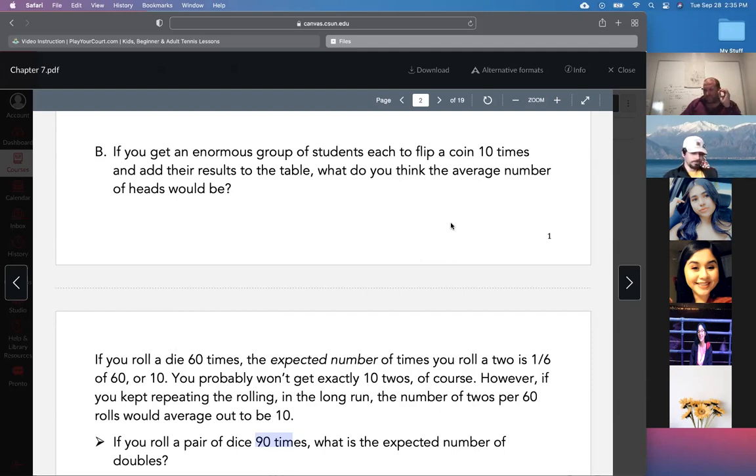Which means if you think about it, what do I expect to get? I expect to get doubles 1/6 of the time. Right? On average, every 6 rolls, I should get doubles 1 time out of 6, right? Well, if you get 1 out of every 6, what does that translate to out of 90?